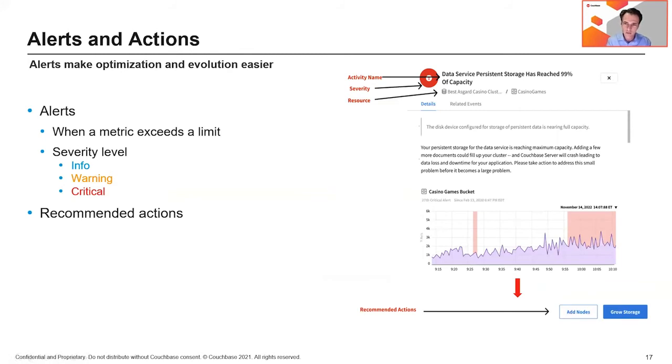So not only does the system give you alerts of potential issues, and there are severity levels, so that as they get higher, they're changing color and making you aware. But more importantly, they're leading to recommended actions, which are telling you what is the next step that I need to do to resolve this issue, right? Do I want to add a node? Do I want to grow my storage? Again, making it easy to scale and use Capella.